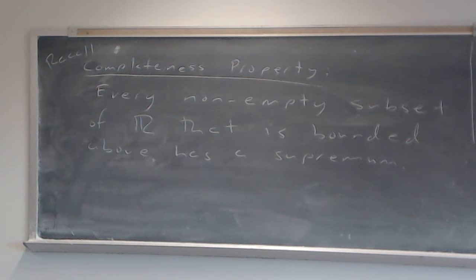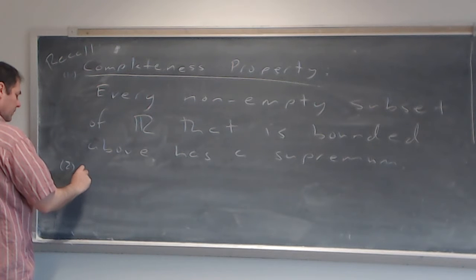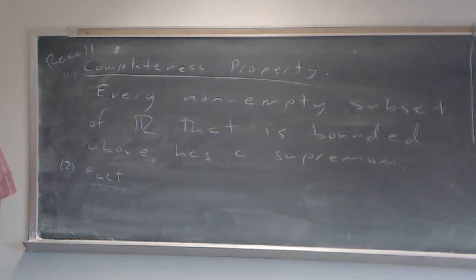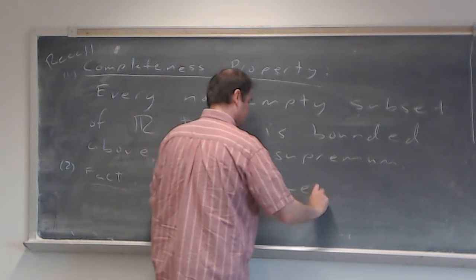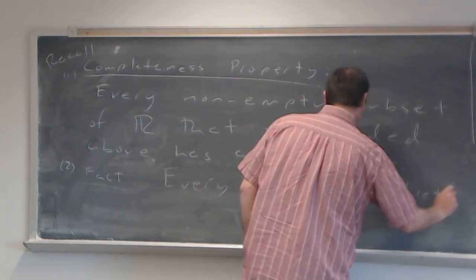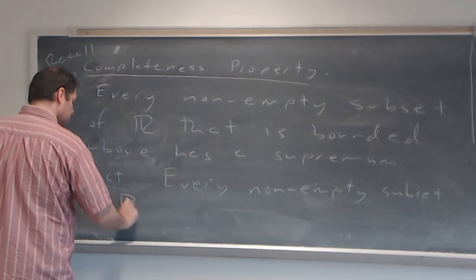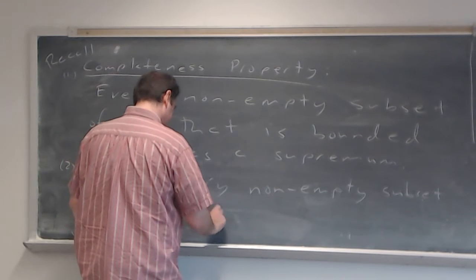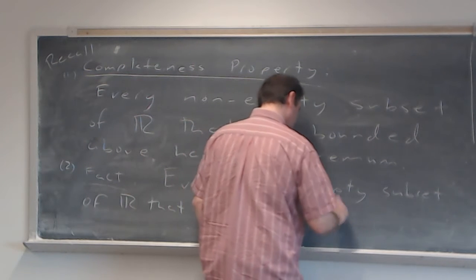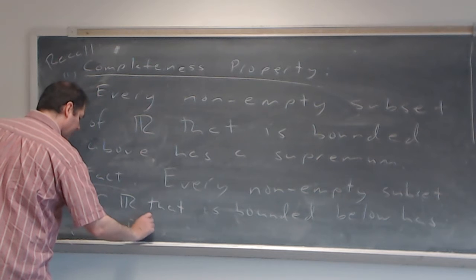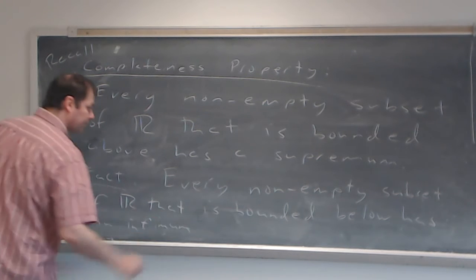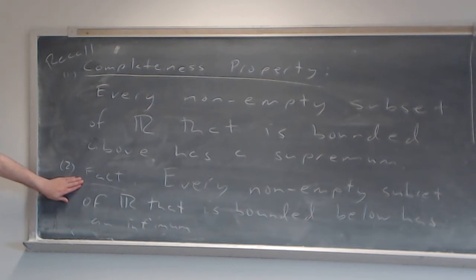Okay, so that's one thing that we had done last time, stated last time. I said that we can prove from that the following fact. We didn't prove it, but this is something that is true. I might ask you to prove it for the next homework. Every non-empty subset of R that is bounded below has an infimum. We can prove this fact based on the completeness property, which we assume to be an axiom. That's just something we're saying is true.